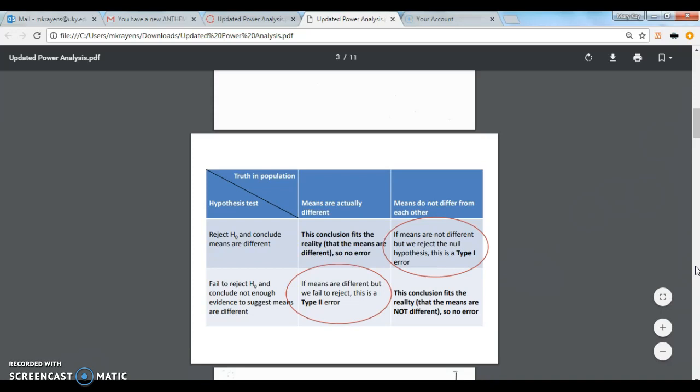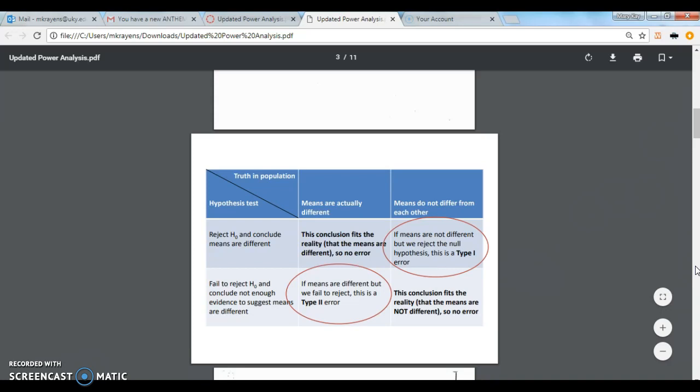And for 2 of those combinations, you actually arrive at the correct conclusion. One would be, if in the population the means are actually different and you are able to show that with your hypothesis test, then the conclusion fits the reality and the means are different. So this would be no error. This is neither a type 1 nor a type 2 error. This would be a correct conclusion.